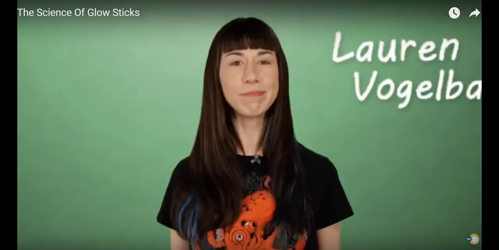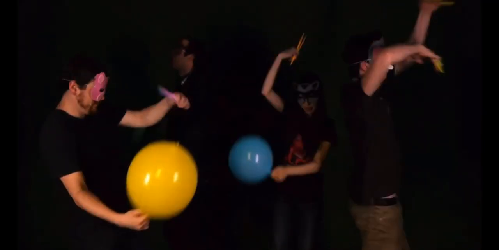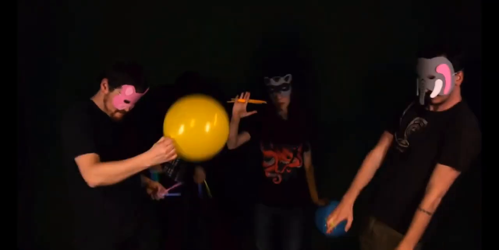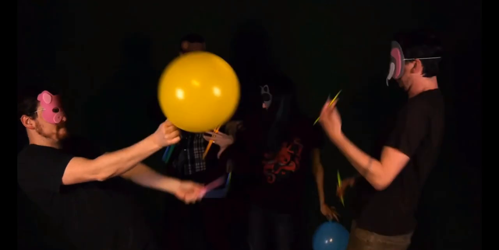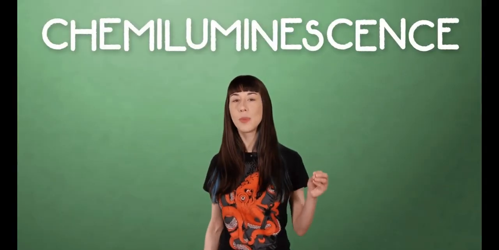Hey, it's me, Lauren. You've seen glow sticks before. They bring a festive glow to Halloween trick-or-treating and New Year's Eve celebrations, and they're useful gear for explorers from scuba divers to spelunkers. When you find a bunch of people gathered to party in the dark, at least a few of them will probably be wielding glow sticks. But what the heck are these things? How do they work? Glow sticks are powered by a process called chemiluminescence.